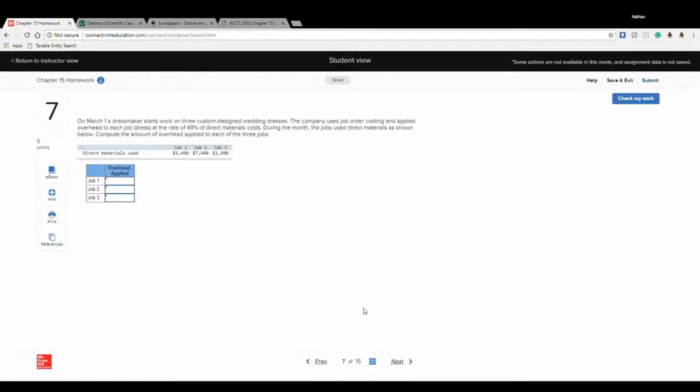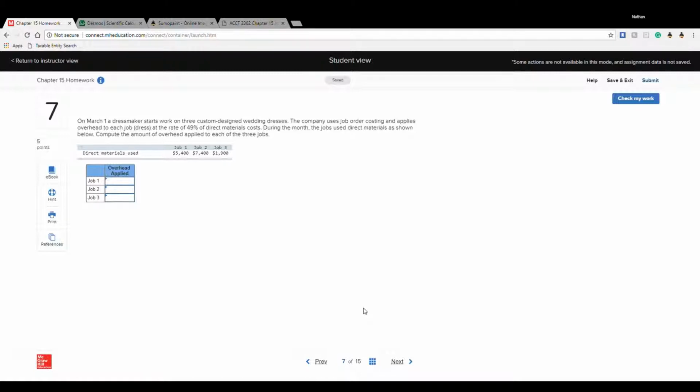Alright. So question 7. On March 1st, a dressmaker starts working on 3 custom design wedding dresses. The company uses job order costing and applies overhead to each job dress at a rate of 49%, so close to 50, of direct material cost. During the month, the jobs use direct materials as shown below. Compute the amount of overhead applied to each of the 3 jobs.